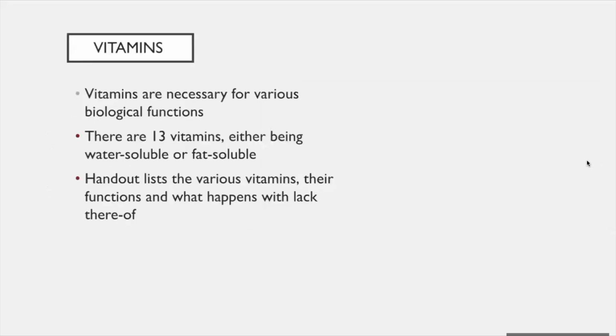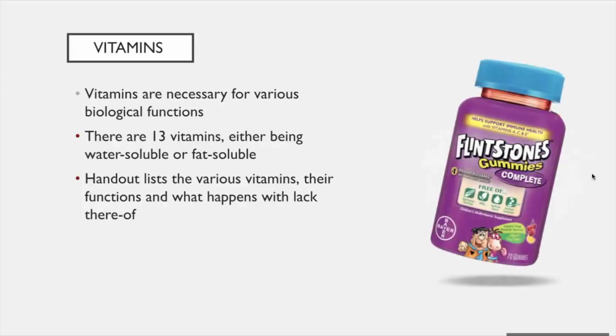Ready? Next, we'll talk about vitamins. So vitamins are necessary for various biological functions. There are 13 different vitamins, either water-soluble or fat-soluble. Over here on the right, we probably all recognize this, right? Flintstone gummies. The vitamins provide different functions for our body, helping to restore vitamin stores, or sometimes helping when you're sick to replenish your nutrients. They are very important, and you should know the functions of the different vitamins.